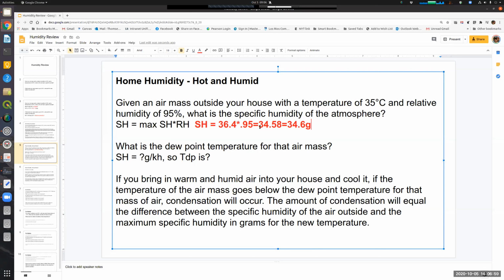Yeah. Okay, so now we want to know, we've got 34.6 grams. So what's the dew point temperature? So where's my little thingy for 2? Oh, that's easy. Okay, cool. 30.